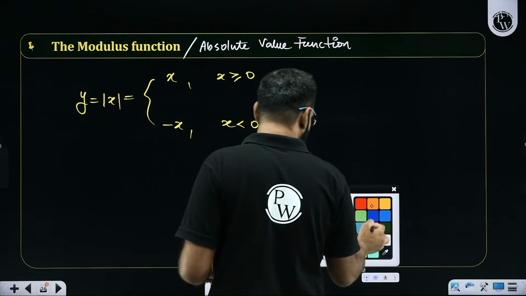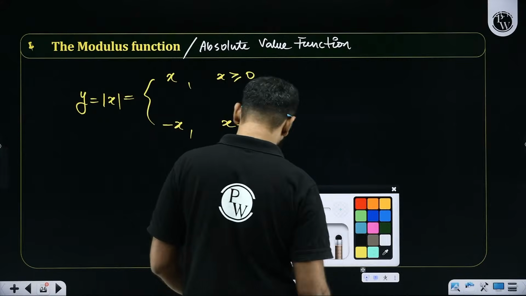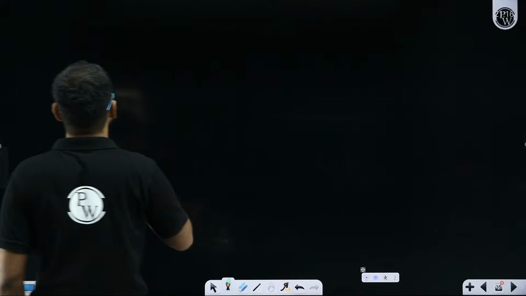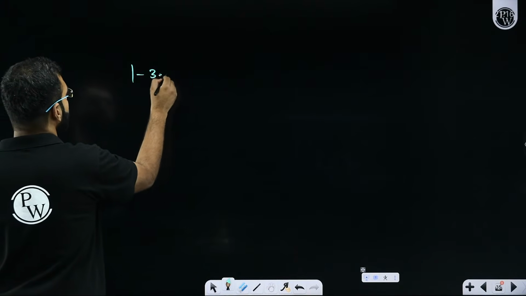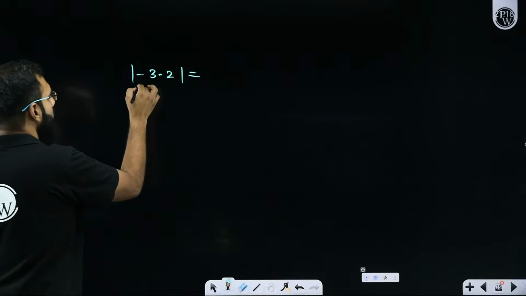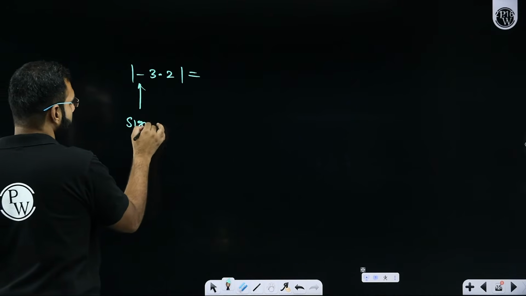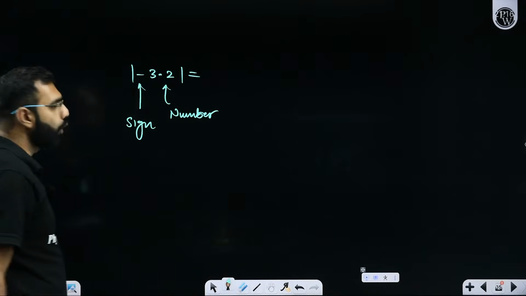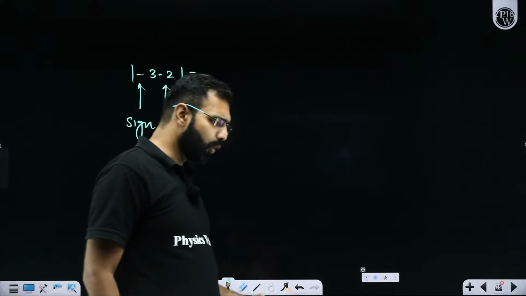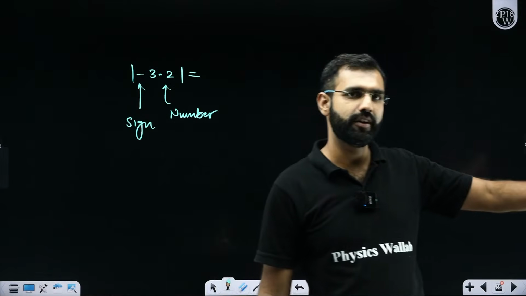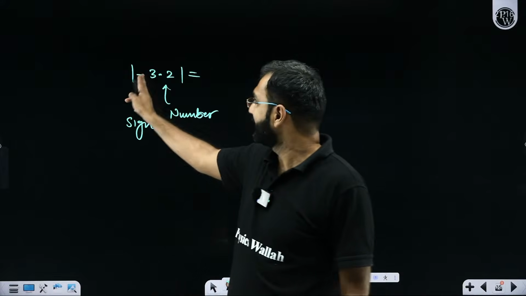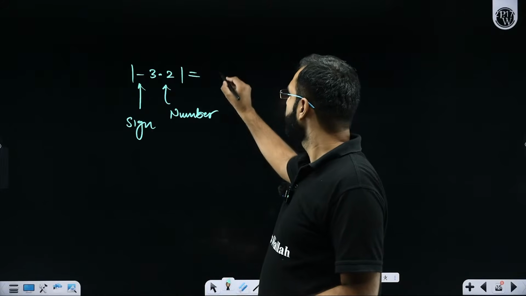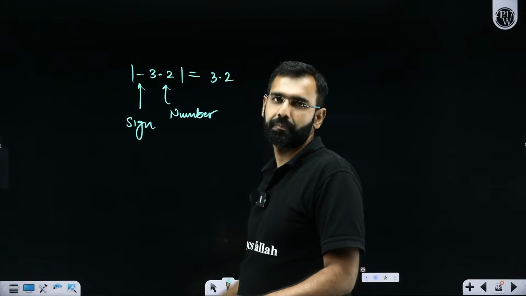With this, what I'm trying to tell you is a very interesting fact. First of all, let us understand how the modulus function behaves. So modulus function here means, let's say if I ask you modulus of minus 3.2. Negative is the sign over here and 3.2 is the number. Whenever you put a modulus sign over a number, you get rid of the sign and you're finally left with the numerical part. The numerical part over here is 3.2.